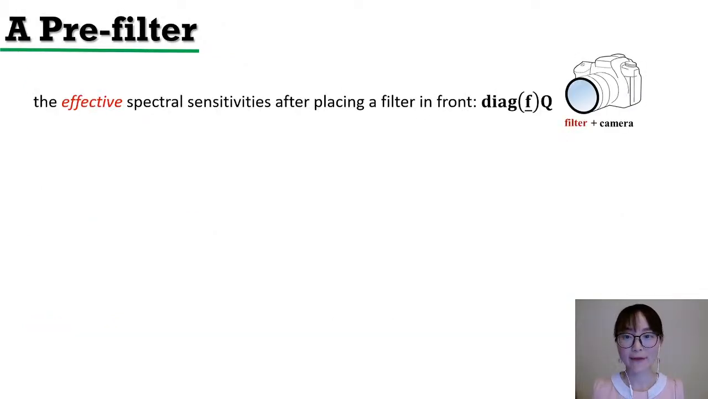So what is the effect of placing a filter in front? Physically, the role of a filter, which absorbs light on a per wavelength basis, can be modeled as multiplication of spectral sensitivity.